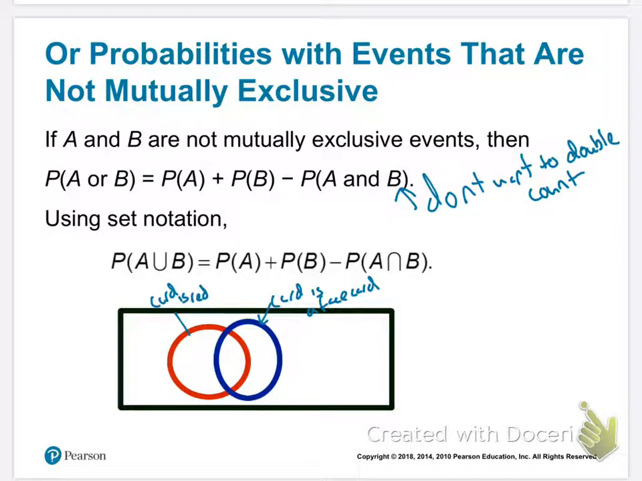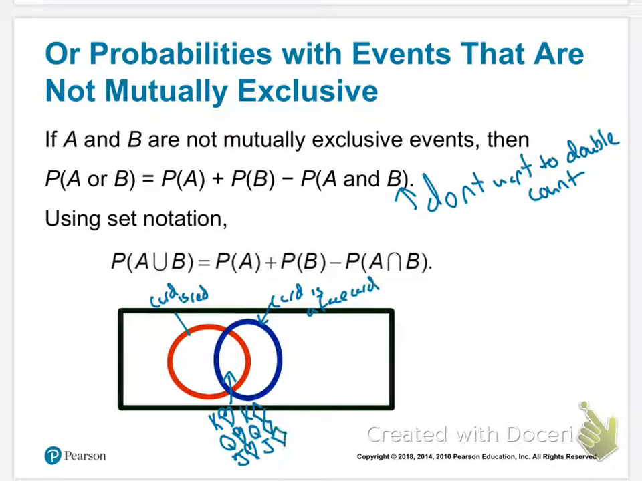And a good way of looking at this is we have red cards as our red circle and face cards as our blue or purple circle. And there's a section in the middle that are the red face cards: king of hearts, king of diamonds, queen of hearts, queen of diamonds, jack of hearts, jack of diamonds.